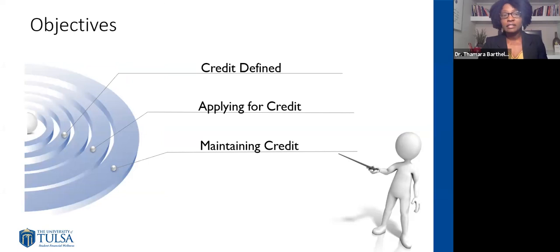Okay, so our objective for this lesson is first to define credit. What is credit? And once we've defined what credit is, we'll identify some of the ways you can apply for credit. And once we've identified that, we will finish off with how you maintain credit once it has been obtained.